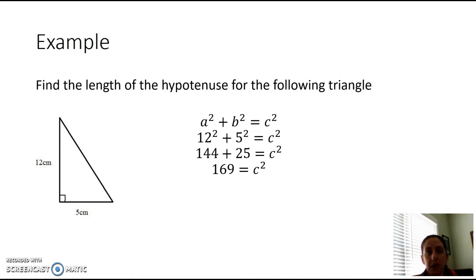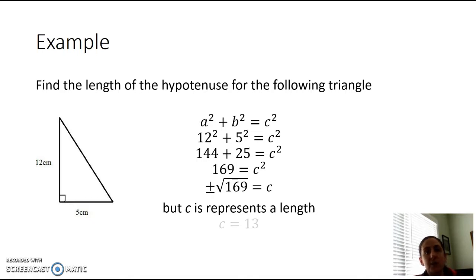So now to get C by itself, we have to take the square root. But remember, when you take a square root to solve, you have to take plus or minus. So we would get that C is plus or minus the square root of 169. But C is the hypotenuse. It's actually the length of a hypotenuse. And we remember that lengths are always positive, so C is actually just positive 13.